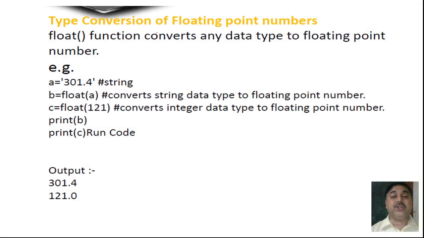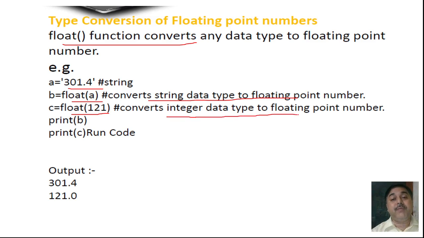Now type conversions of the floating point number: the float function is there to convert the data type, like 301.4 is a converted data type. So there we are going to have float(a), and next float of, suppose, 121. Each of these structures that we are giving here is converting string data into a floating point, and this is converting the integer data type into a floating point.